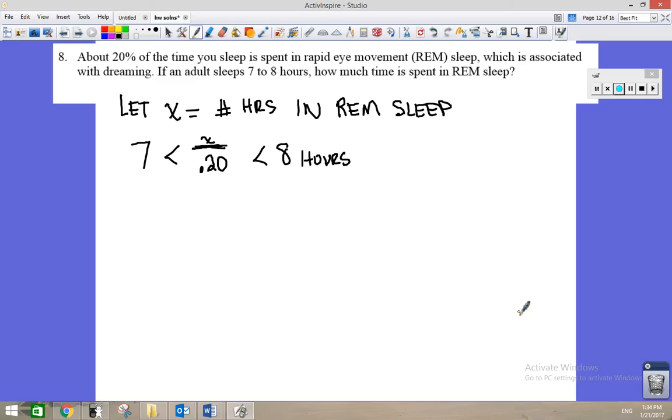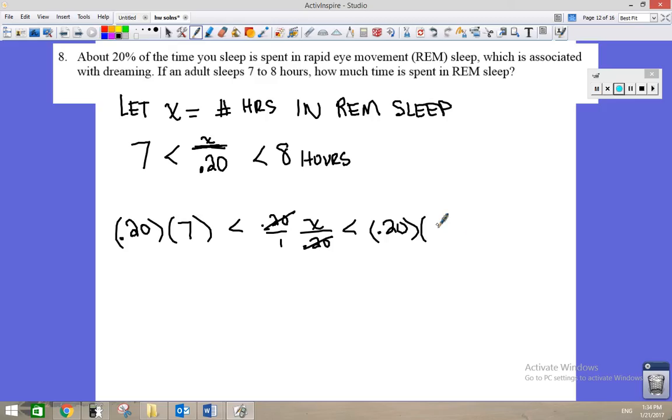So if I solve this for X, I'll have the range of time that an average adult spends in REM sleep. The inverse of dividing by 0.2 is to multiply by 0.2. So I'm going to multiply by 0.2 everywhere. When I multiply by 0.2 in the middle here, the 0.2 divided by 0.2 cancels, and I get X by itself. That was the whole purpose of multiplying by this.